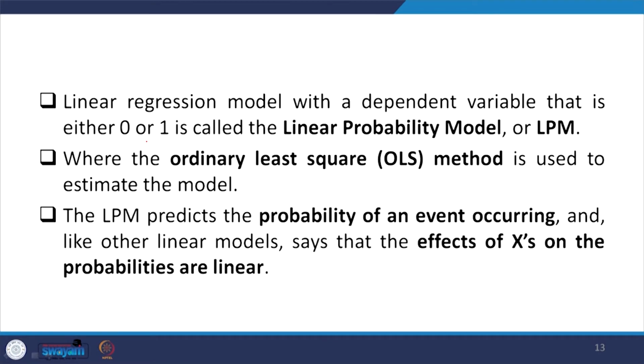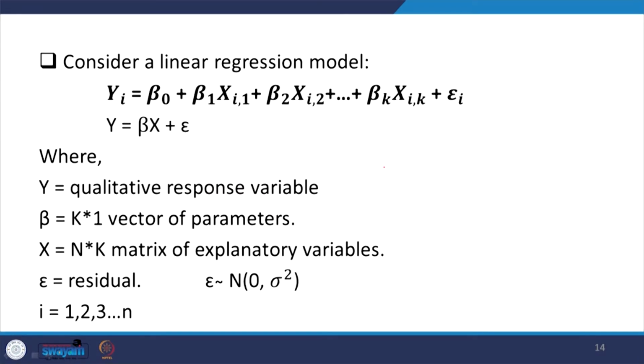Okay. So, the ordinary least squares method is used to estimate the model. As I already mentioned, since we are dealing with a linear model, OLS is applied. The LPM predicts the probability of occurrence of an event, and like other linear models, the effect of x on the probabilities is linearly related.